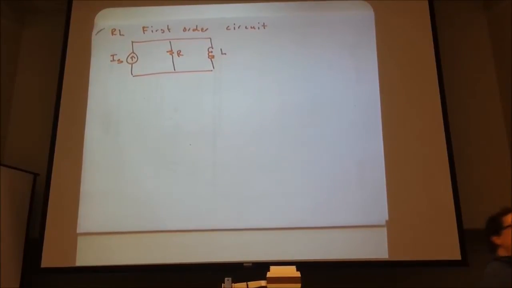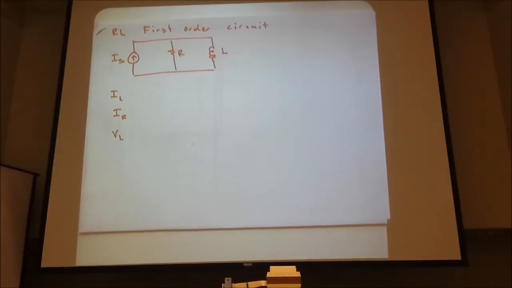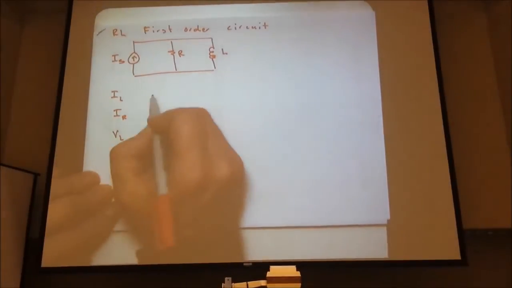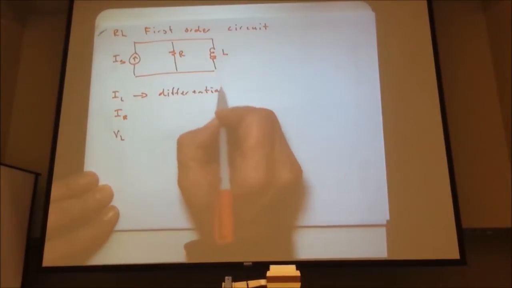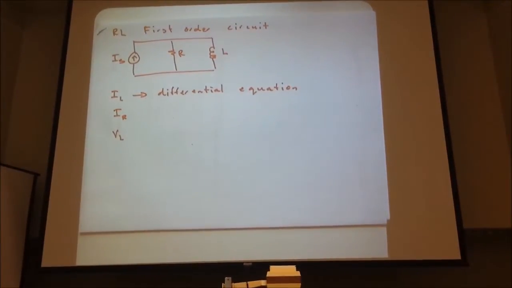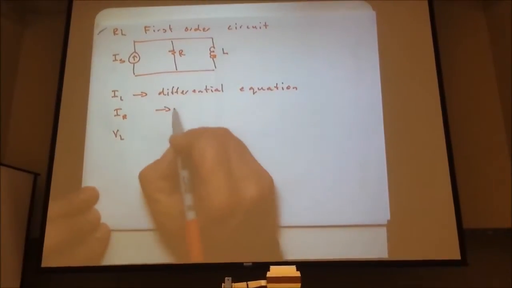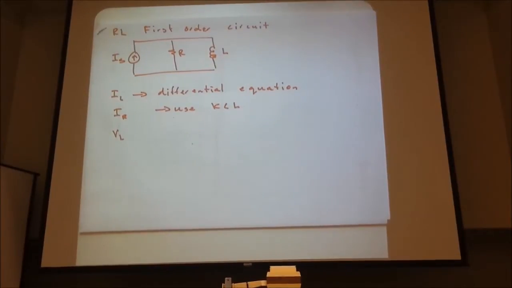And again, we can ask all the same questions we had asked before. You know, we can say iL, iR, vL. You know, what are these parameters? vL, of course, being vR, since they're in parallel. How do we find these things? Well, we go back to circuit analysis. So iL, what's our differential equation? Well, what's a good choice? Use KCL. That's a good choice, so we can do KCL right here.